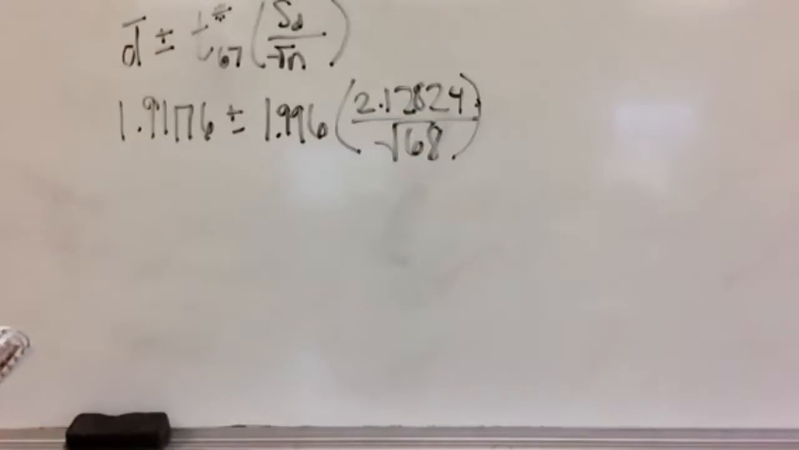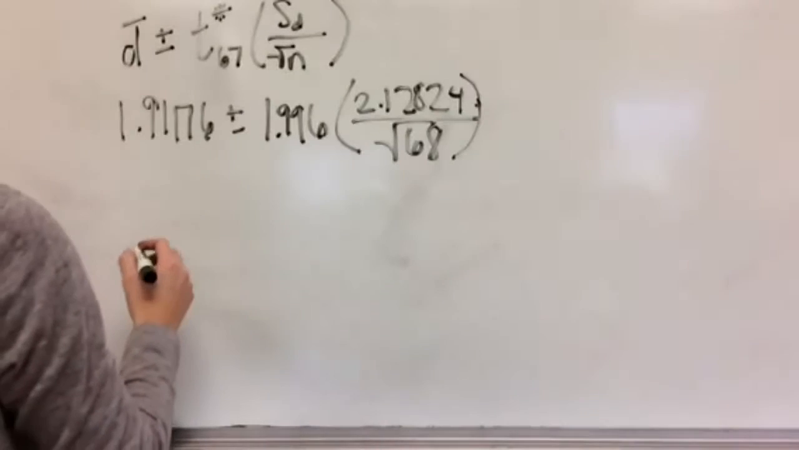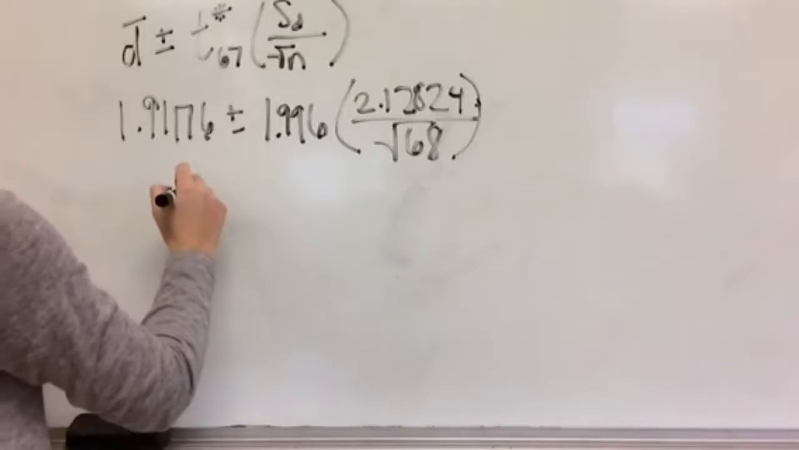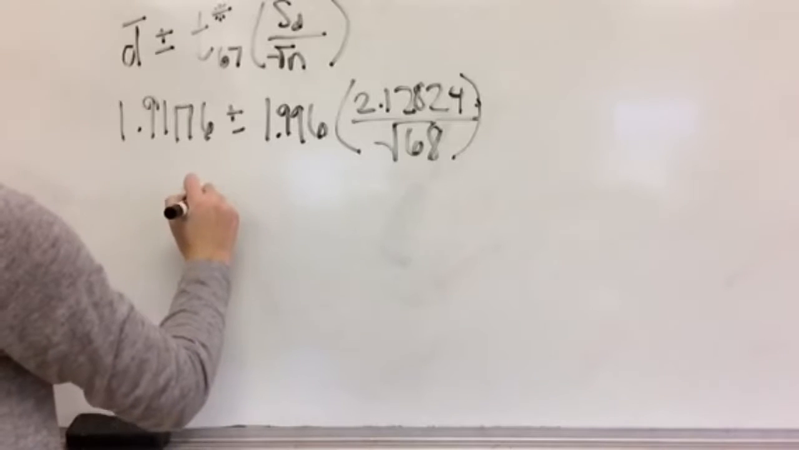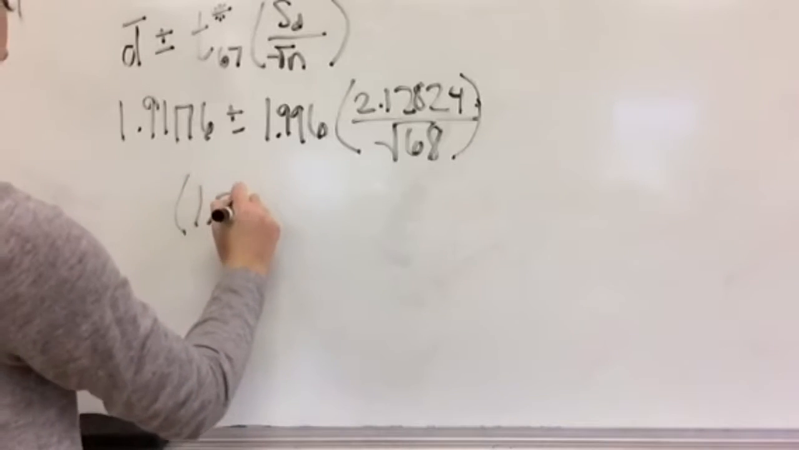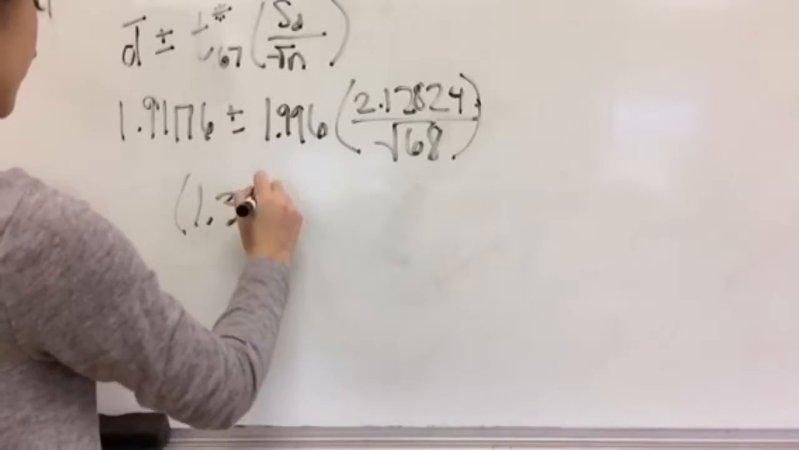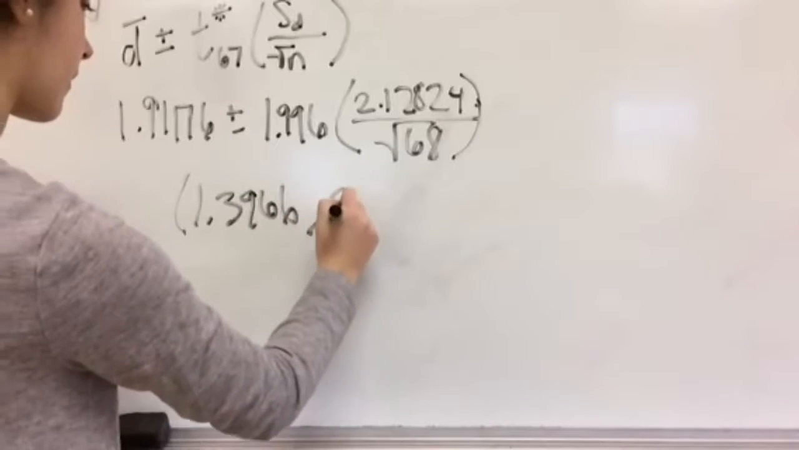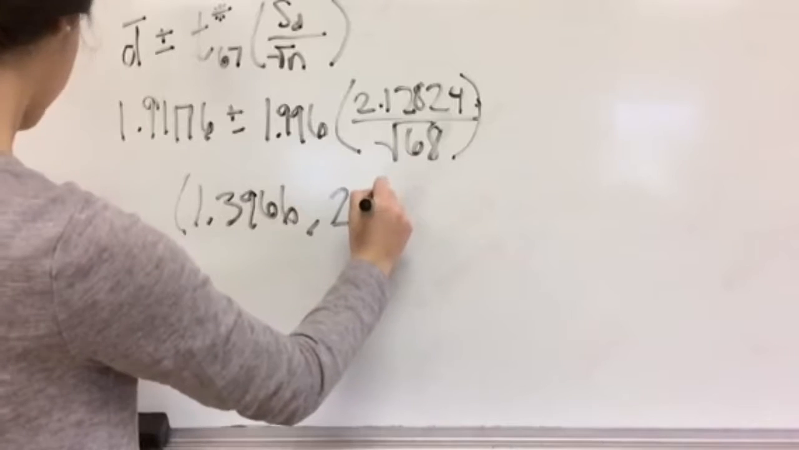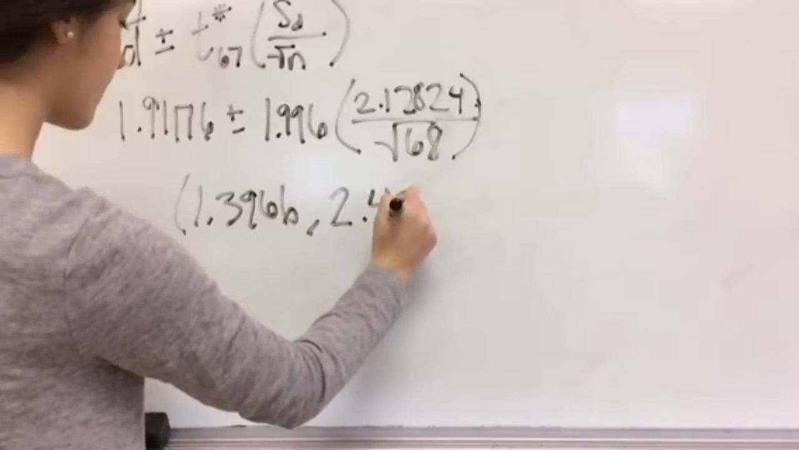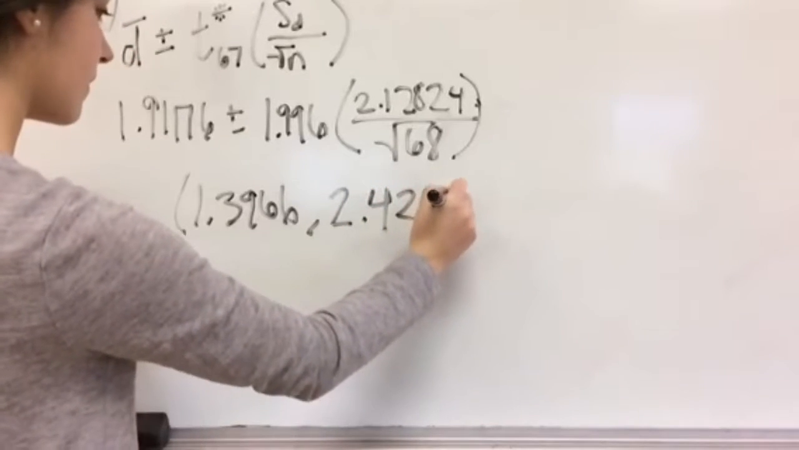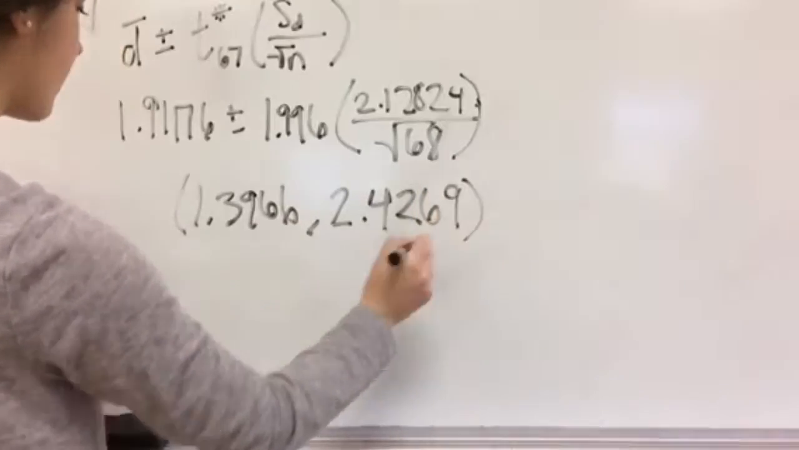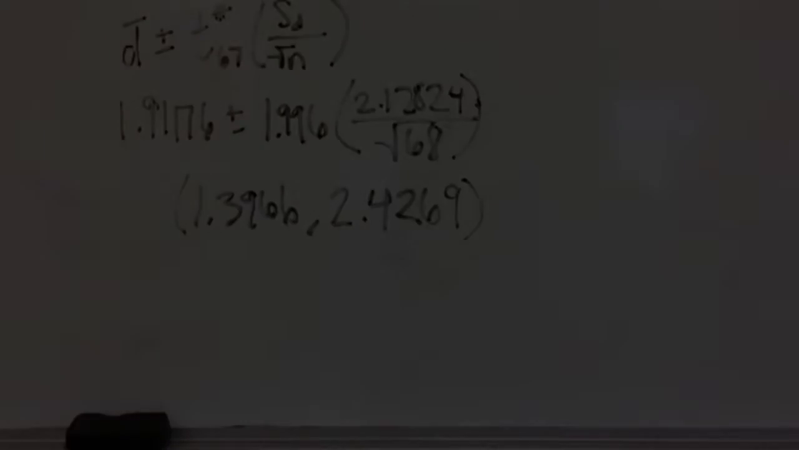To get the critical t, in the calculator you do second vars, inverse t, an area of 0.025 since it's 95% confident, and then degrees of freedom of 67. So when all of this data is entered in the calculator, it tells us that the confidence interval is 1.3966 to 2.4269.